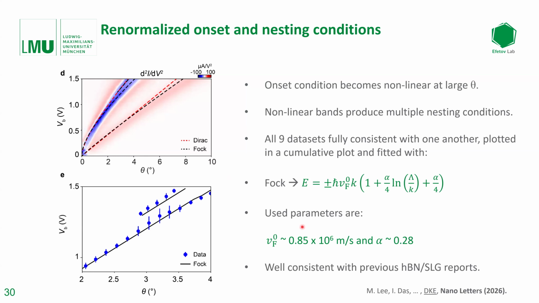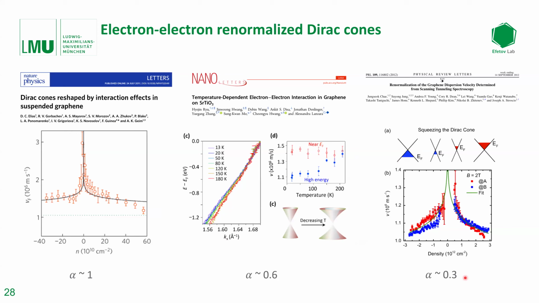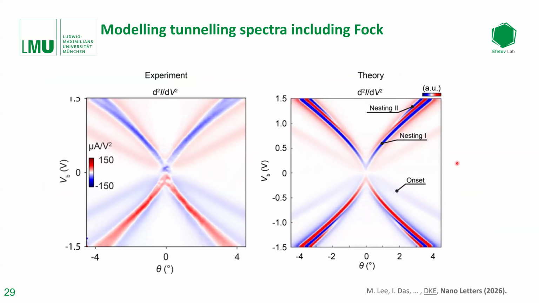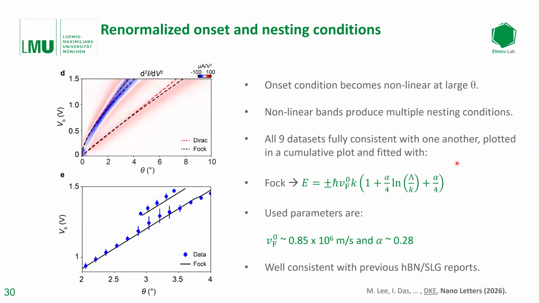And so the Fermi velocities that we found here are well consistent with previous studies. We find a Fermi velocity of 0.85, and we find an alpha, which is the fine structure constant in this correction term, to be on the order of 0.3, which again is in very good agreement with previous studies, in particular with this STM data by Joe Stroscio. So all this together really convinced us that these electron-electron interactions are present here.